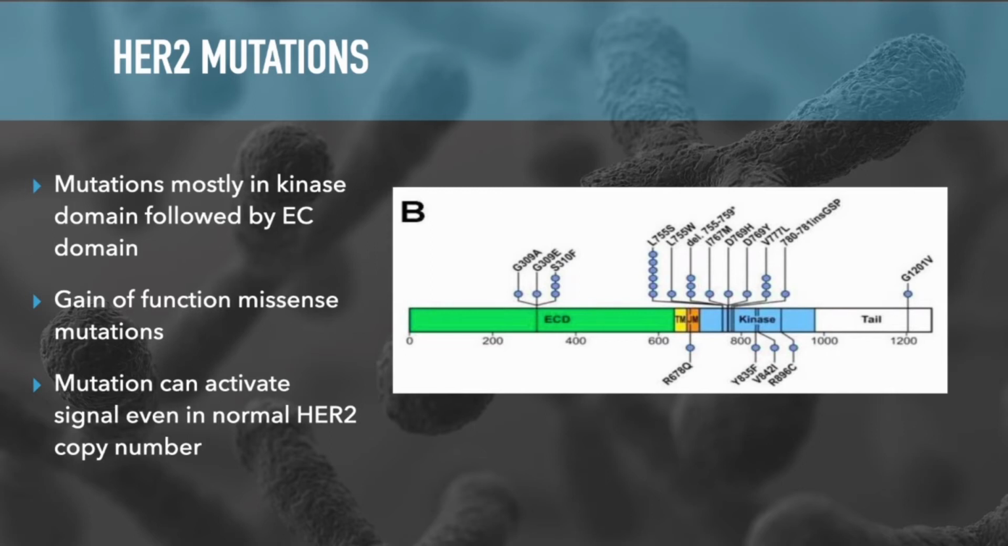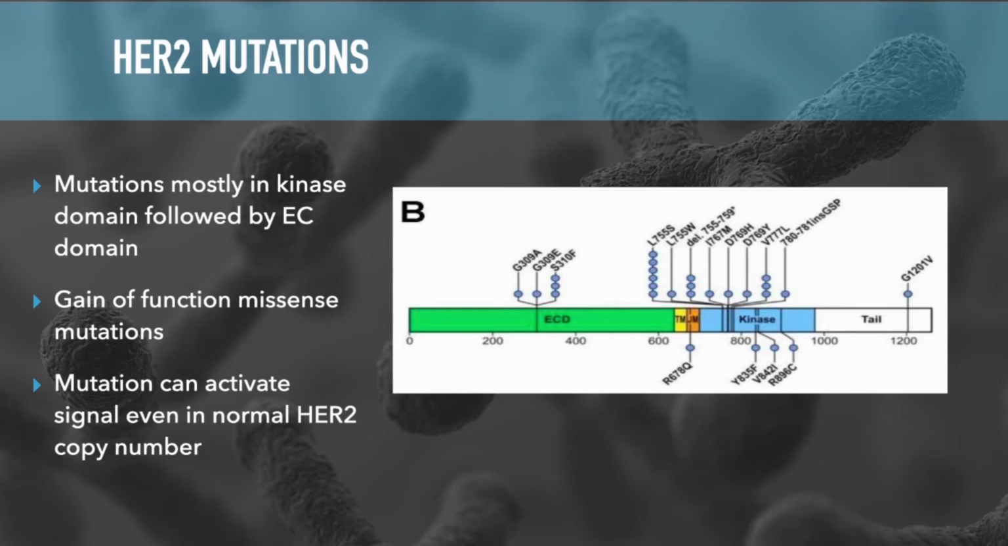This is something that is done in next generation sequencing panels, and if there is HER2 mutation detected and the patient is otherwise eligible for treatment, then they can be treated with neratinib.